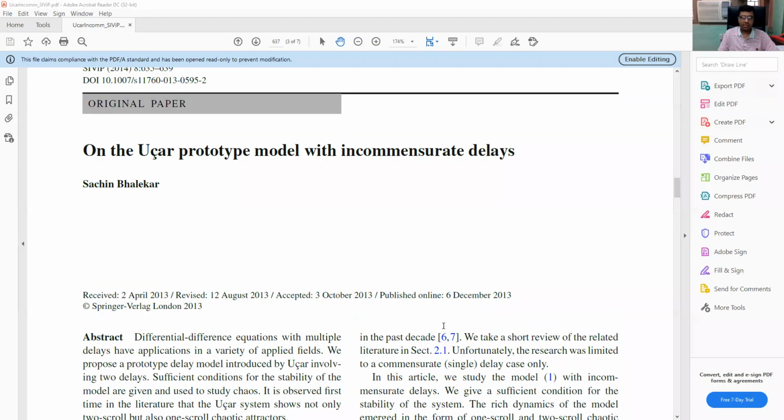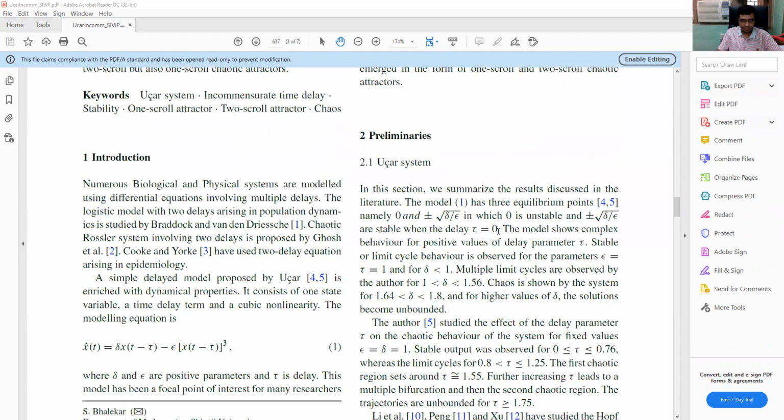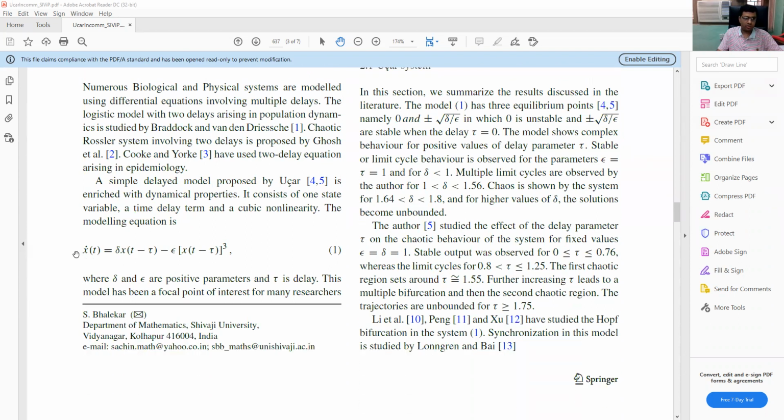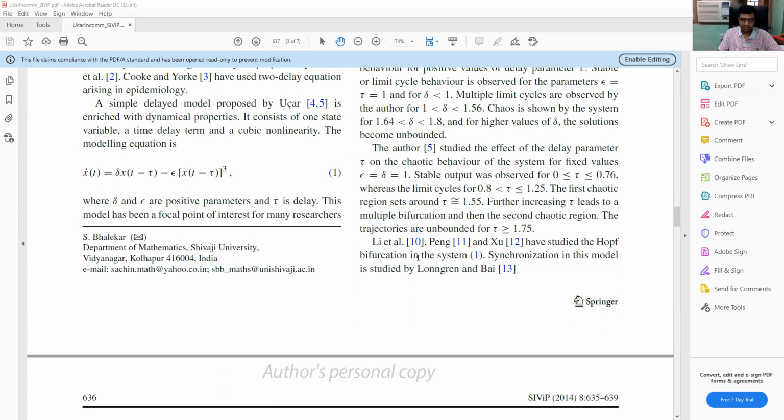The first model is the same system which we discussed earlier, that is the car system. Here we consider two different delays. It is called an incommensurate delay system. So this model we already have discussed: x dot of t equal to delta x of t minus tau minus epsilon x of t minus tau raised to 3. Here we consider two different delays.